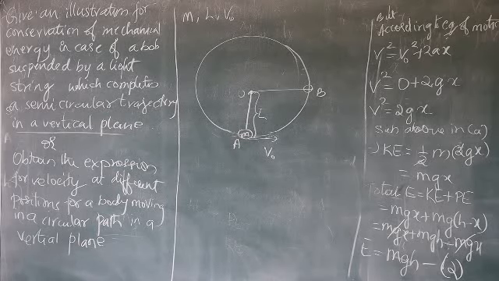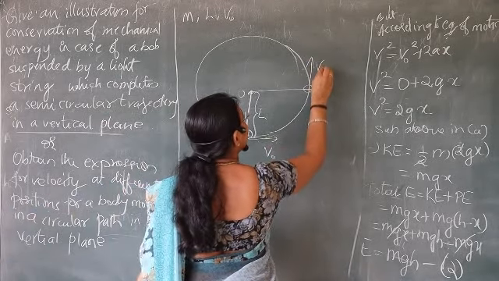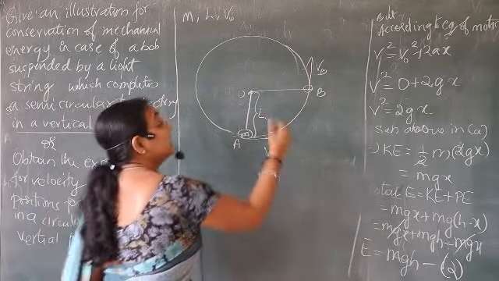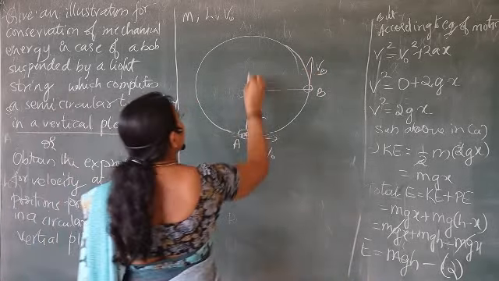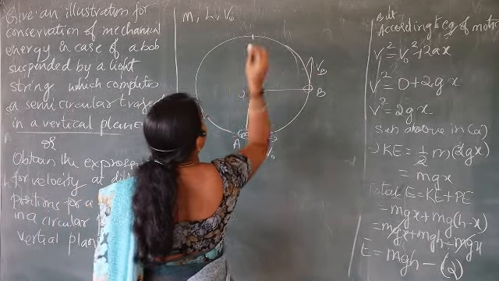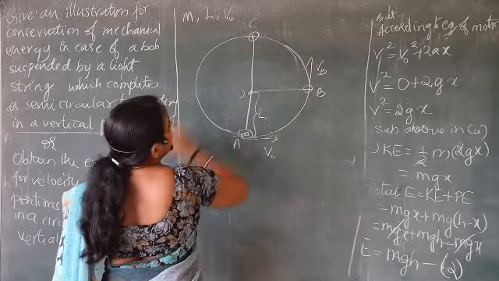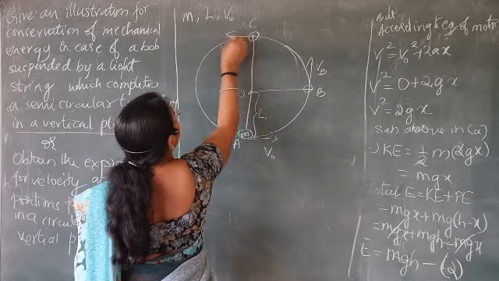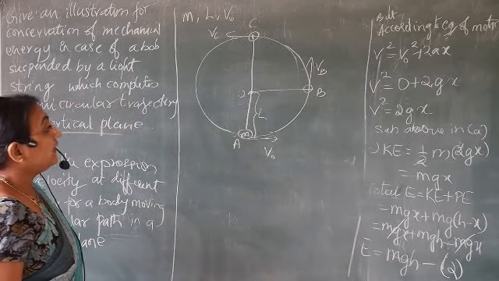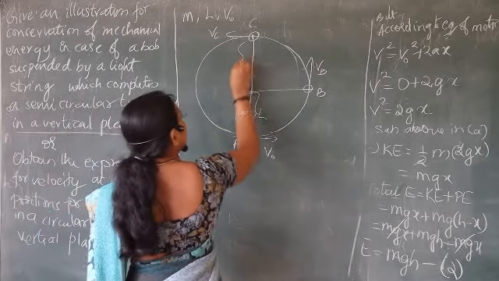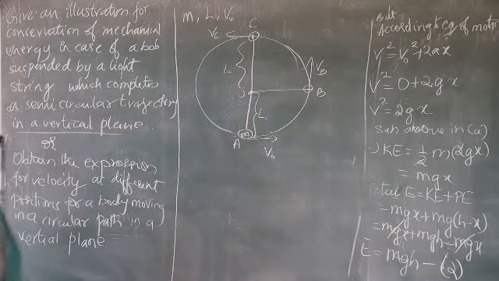Let that velocity be VB, because when it is moving in a circular path, always the velocity value is different at different points. When it reaches the point C, let this point be C. When the bob reaches the point C, what happens? Again its velocity changes, let it be VC. But always this length is L only, this length is L, this length is also L.